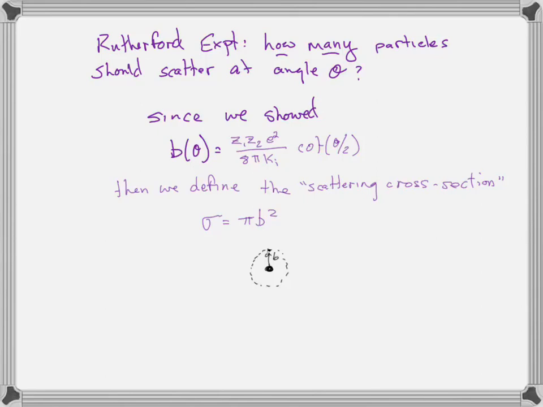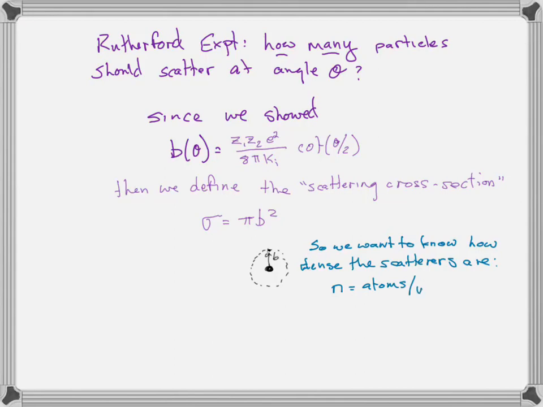So the scattering cross-section is the area within which a particle will scatter at angle theta or greater. In order to figure out how many particles actually scatter at an angle theta, we need to know how dense the scatterers are. So we define n, which is simply the number of atoms per unit volume in the scatterer. That just has to do with density. And also t, which is the thickness of the material. Therefore, within a certain area and thickness, which is a volume, we would know the number of atoms. So we define those two variables.